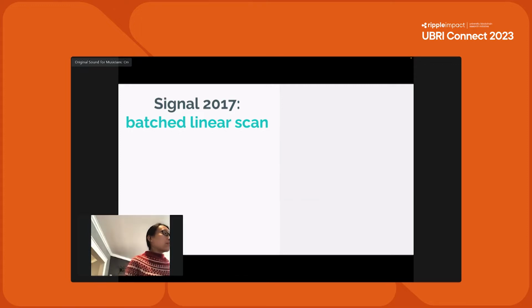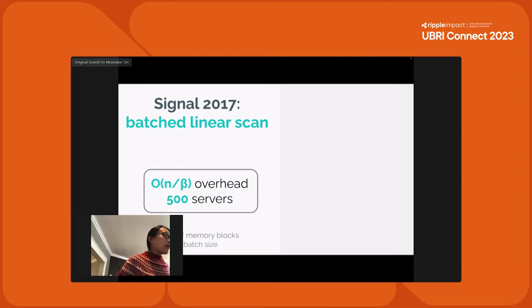Signal, back in 2017, realized that this access pattern is a big problem, so they were going to try to hide access patterns. They first implemented the naive solution, which is to linearly scan through the whole database to answer any query. But they did it in a smarter way. They said, let's batch together a bunch of queries, and we can serve the batch with a single linear scan. Obviously, the batch makes it slightly better, but nonetheless, the overhead is very high, because in Signal's case, their database has billions of users, and a linear scan is just kind of crazy.